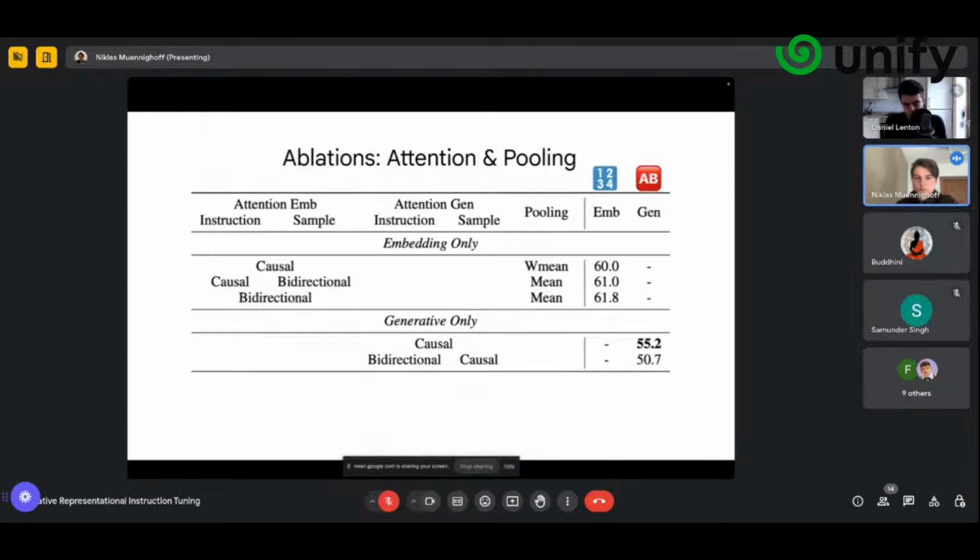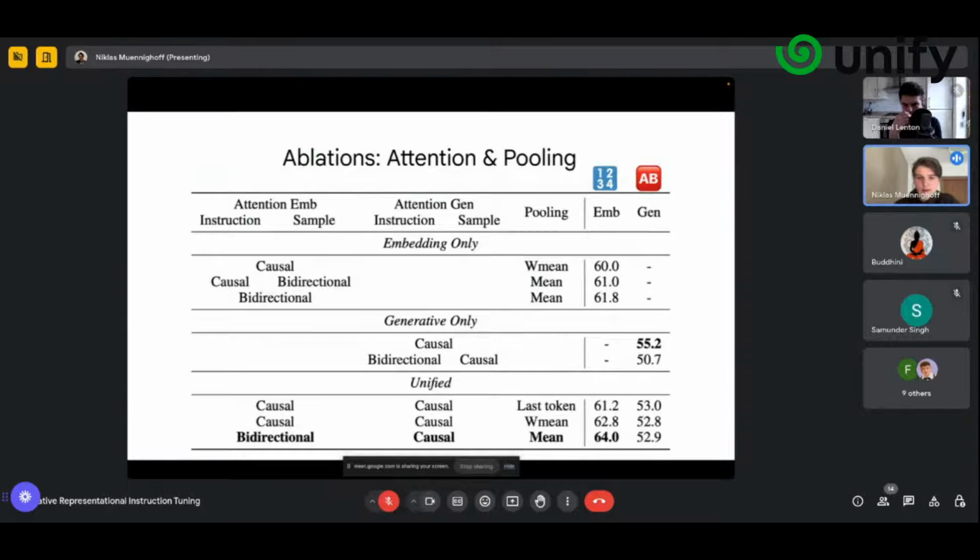But we did not find that doing bidirectional over the instruction improves performance, which is odd because some prior work did find that it improves performance. It might come down to implementation details or how many fine-tuning steps you do. So we stick with only causal. And then for our unified GritLM model, we go with this setup of bidirectional plus causal. We still also run the other ones to make sure that it's also best in the unified setup.